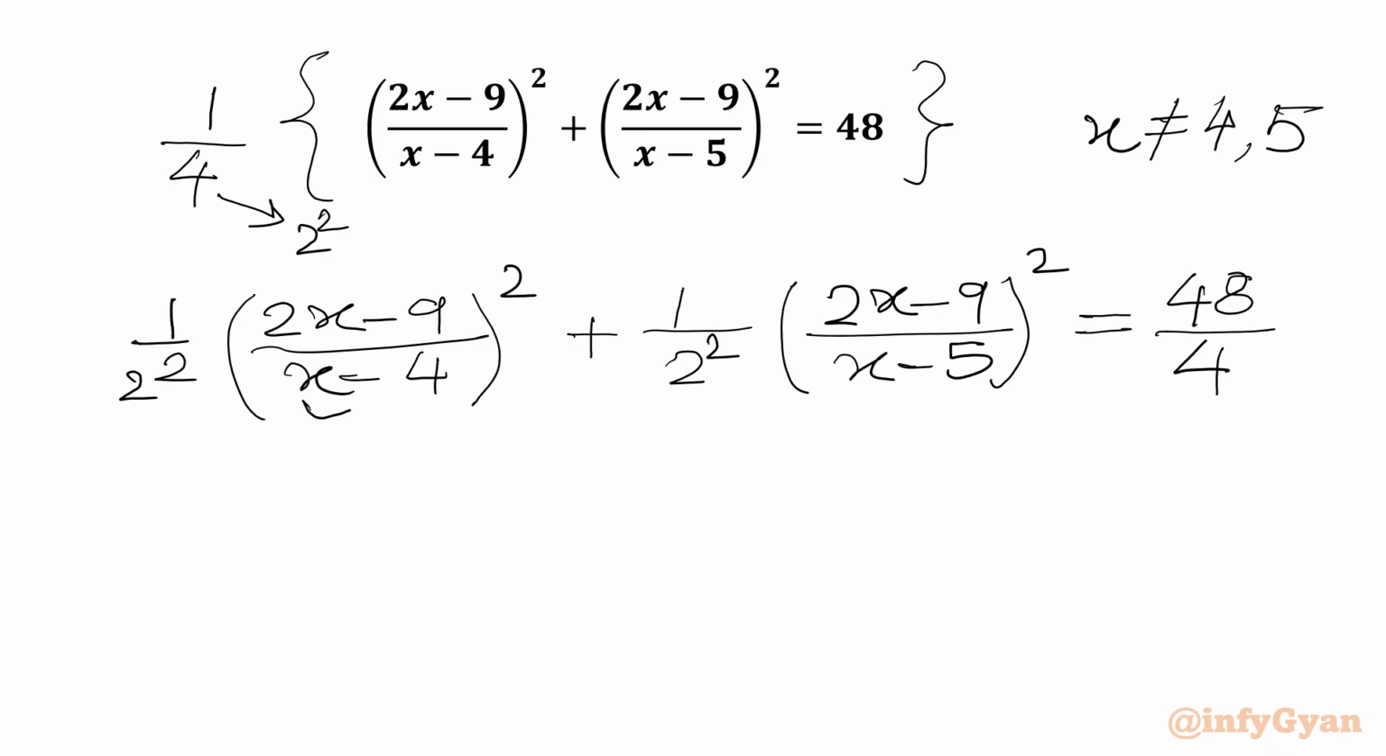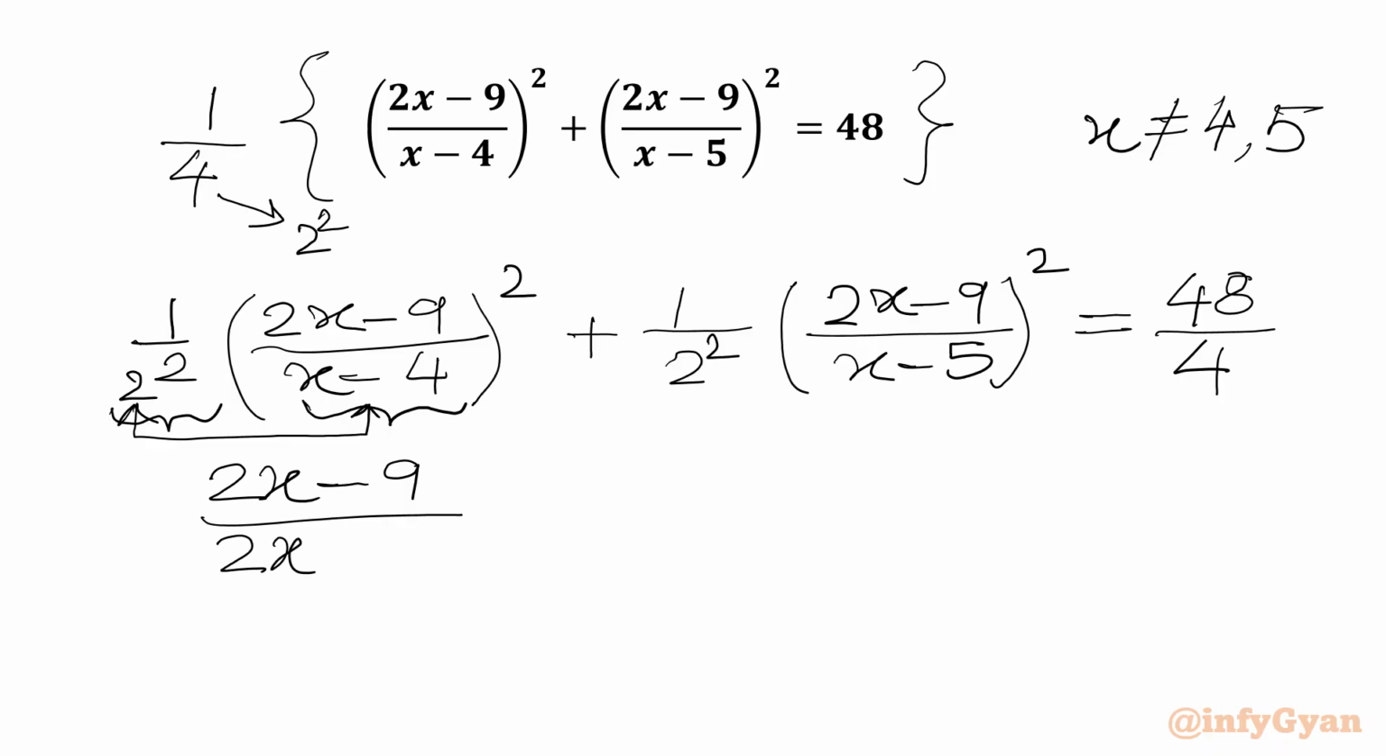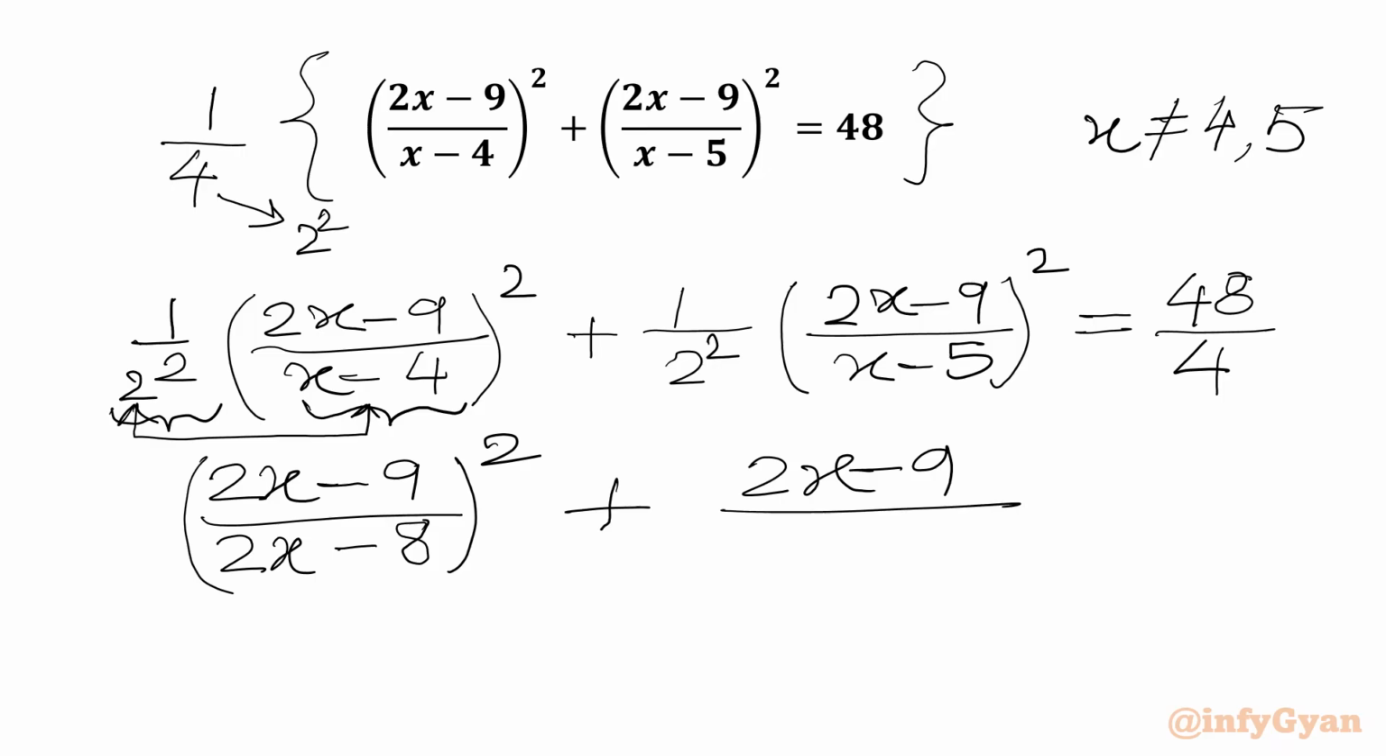Now here we have (x − 4) whole squared in the denominator and this is 2 whole squared. So we can club these two bases: 2 times (x − 4) the complete square. So we will write (2x − 9) over 2 times x is 2x, 2 times minus 4 is minus 8, and then we will put whole squared. Similarly here we will write (2x − 9) over (2x − 10) whole squared. RHS will be 12.